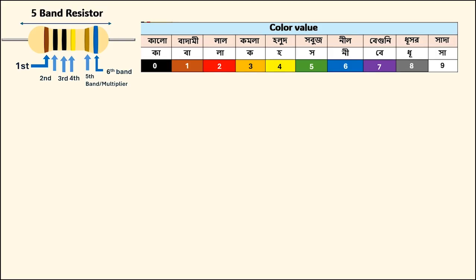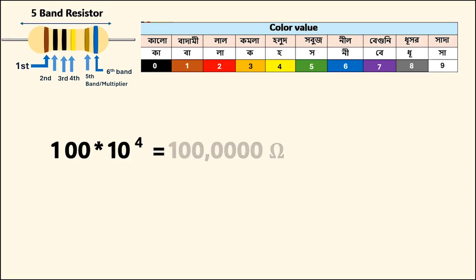So if we look at the color codes of this resistor, we get 1 for the brown band, and 0 and 0 for the next 2 black bands, times 10 to the power of band number 4. So we get 4 for band number 4, yellow. Now if we calculate, we get the result, 10 lakh ohms, and its tolerance is plus or minus 5%.